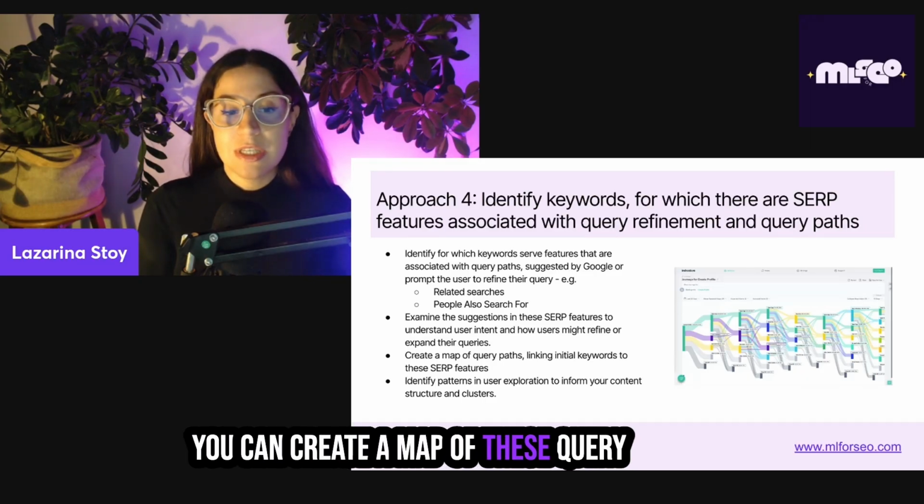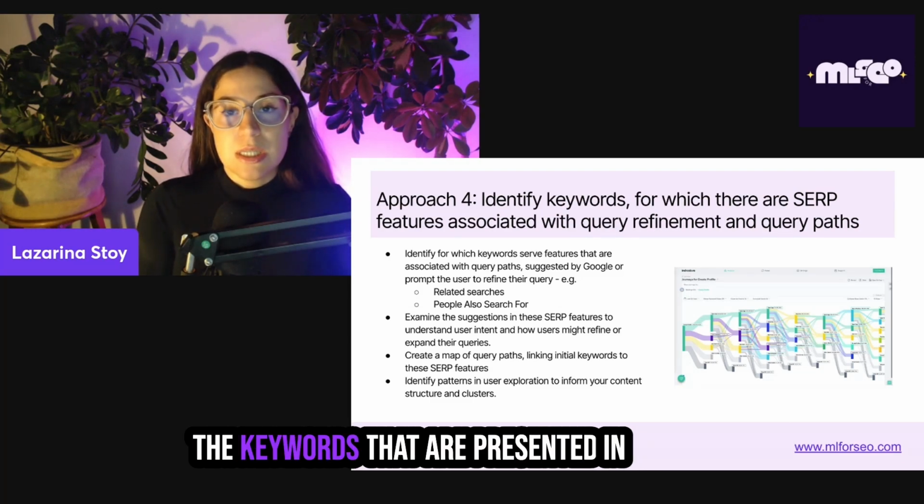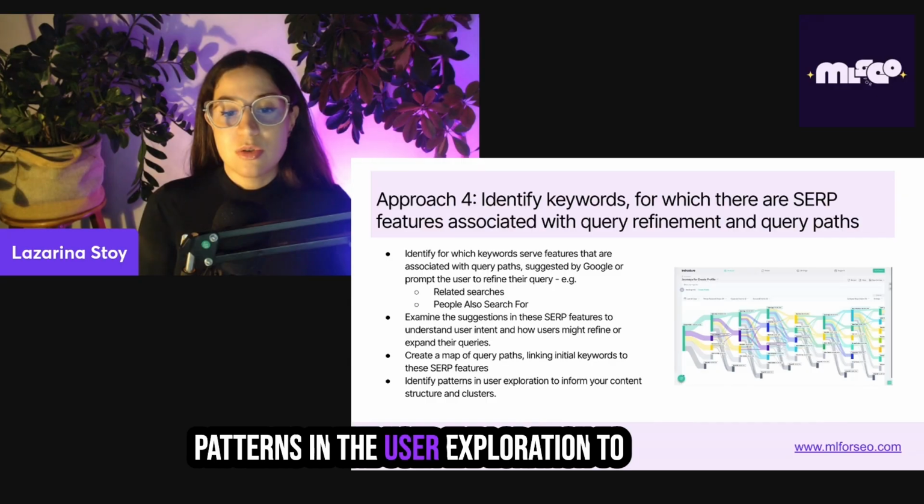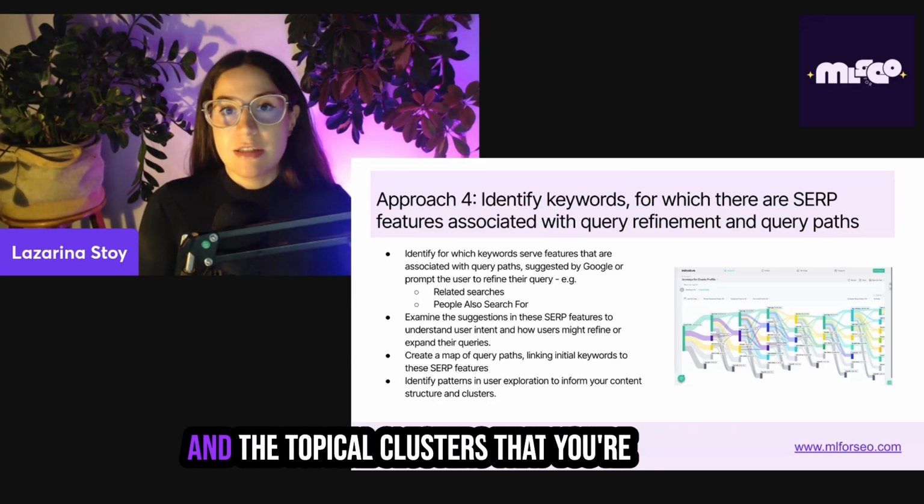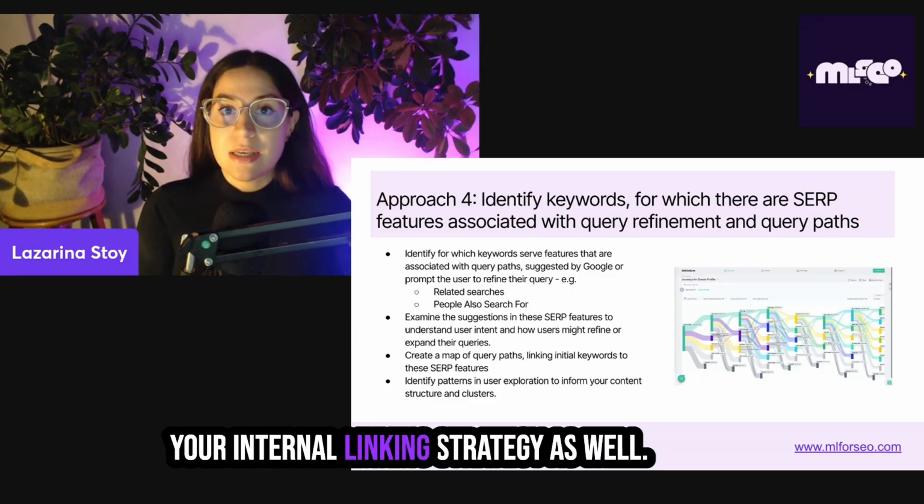You can create a map of these query paths, linking the initial keywords to the keywords that are presented in those SERP features, and identify any patterns in the user exploration to then inform your own content strategy and the topical clusters that you're creating. And that can also inform your internal linking strategy as well.